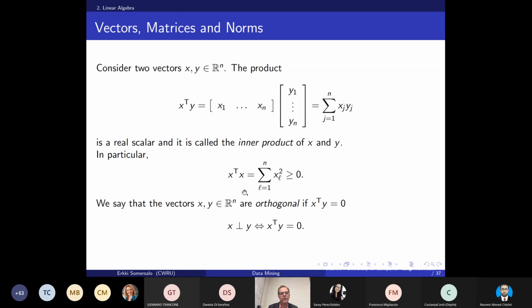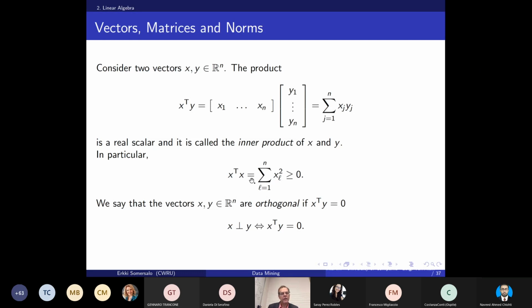In particular, if you take x equals y, then x transpose x is simply the sum of squares of the components of x. This is greater than or equal to 0, and you see also that it is 0 if and only if all components of x are 0.